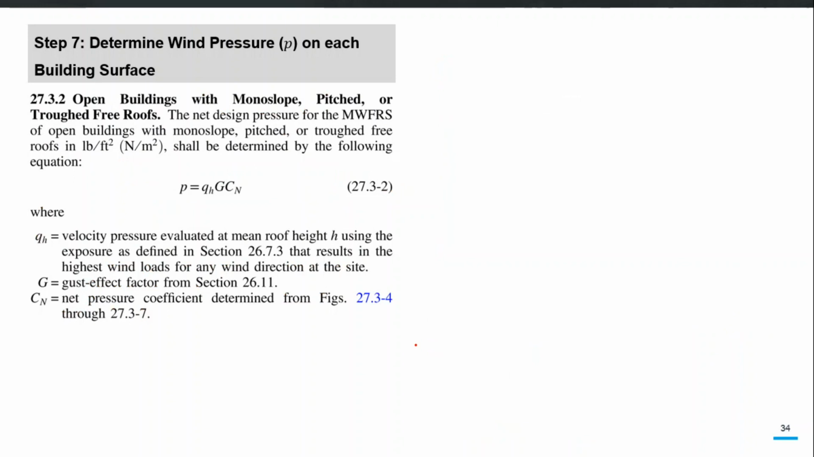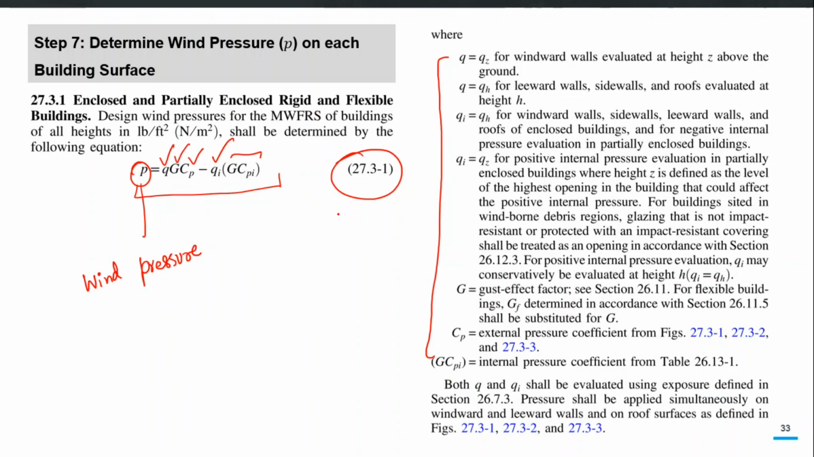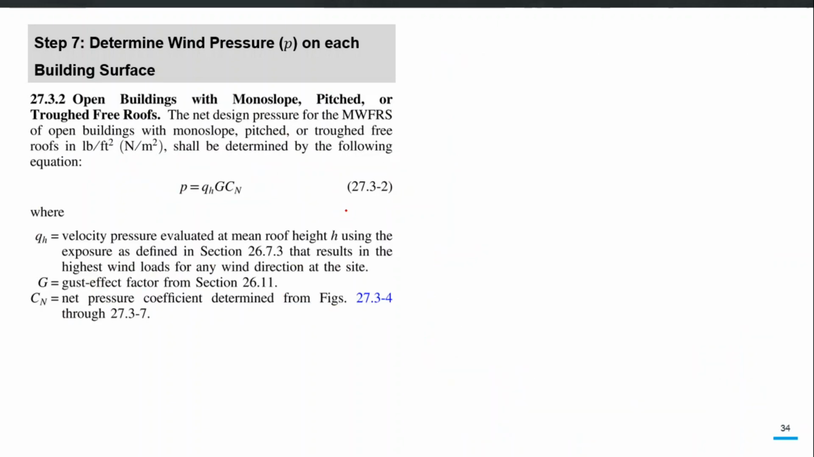So this expression was for enclosed and partially enclosed buildings, and this simplified expression is for open buildings. Instead of using Cp, we will be using CN, which is the net pressure coefficient, and there is no GCpi, which means there is no internal pressure in the open buildings.